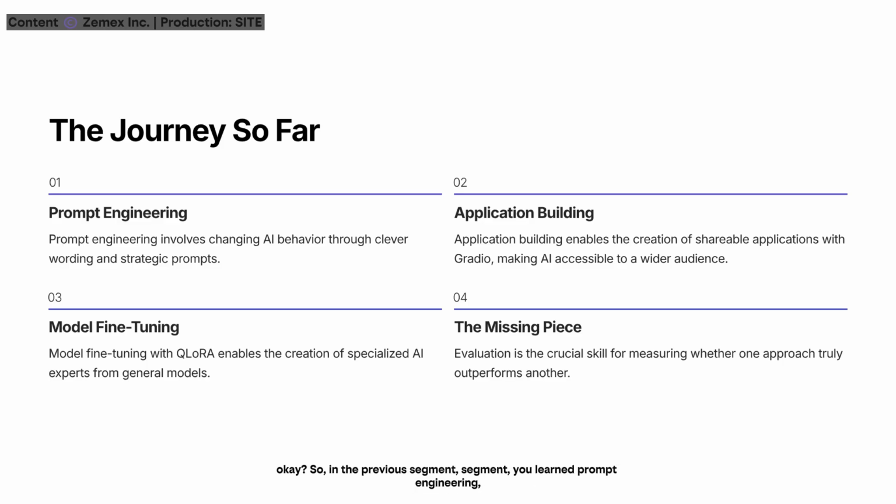Okay, so in the previous segment, you learned prompt engineering, right? That's one way to help come up with accurate results, changing AI behavior with clever wording. And then you also learned to build applications with Gradio, so you can share your applications with your grandma, your friends, your future potential employers, etc. And in the very last segment, you fine-tuned the model. But we've been missing something crucial. How do we measure if one approach is actually better than another?